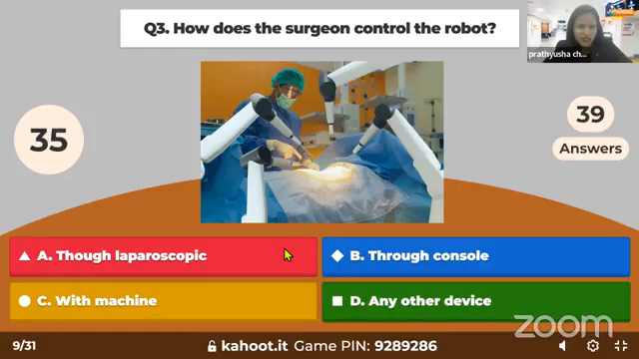I'm going to give you a clue. You just need to understand the different terminology. If you understand what a laparoscope is, what a machine is, what the other devices are, what a console is, I hope you will definitely answer this question. I think we got 50 answers and people are still answering. This is a very simple question. How does a surgeon control the robot? Do they use any kind of device, laparoscopy or a machine? Those who are seeing this on Facebook can also answer on Facebook.